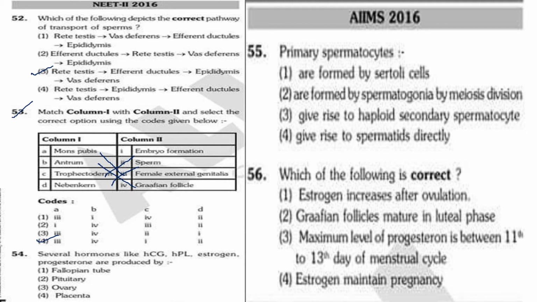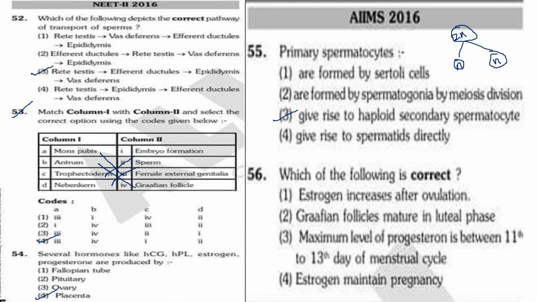And several hormones like HCG, HPL, estrogen, progesterone are being produced by the placenta. This is a direct question from the NCERT. And next, primary spermatocytes are giving rise to haploid secondary spermatocytes. The primary spermatocytes are diploid and they undergo meiosis 1, which is also called reduction division, to produce the secondary spermatocytes. And these secondary spermatocytes are haploid in nature.